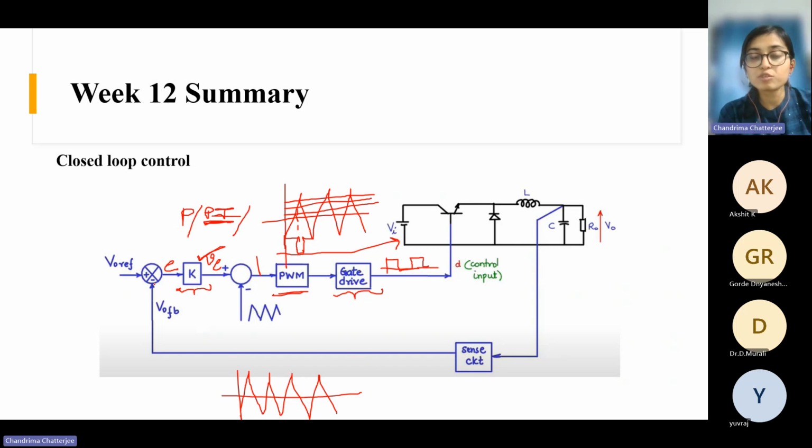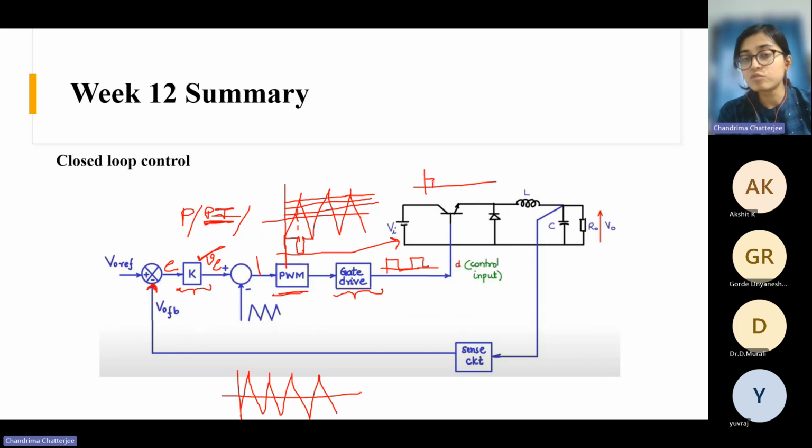If suppose your output voltage is greater than or less than your reference, based on whether the error is positive or negative, the controller will take proper action so that this error gets minimized or is very close to zero. And based on that control action, your duty also gets changed. Duty means the ratio of the switch on duration to the total time period. So based on this control signal, your duty will change.